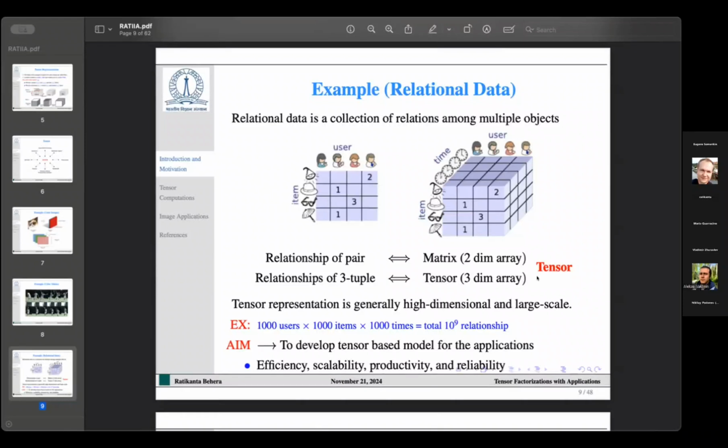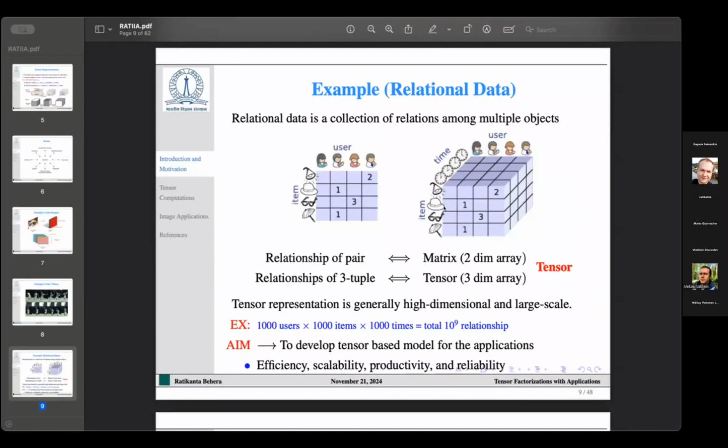However, if you add one more thing, like time, that this particular user required these items at this time, this is difficult to handle in matrix representation, whereas we can make it in tensor representation. So this is a third order tensor. A relationship of a three-tuple is a third order tensor. A relationship pair, like user and items, is a matrix, a second order array.